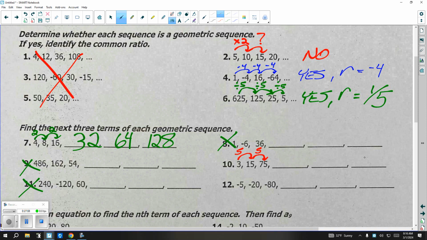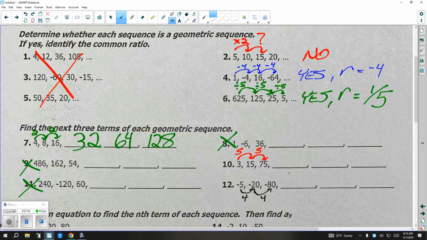Next one. I'm running out of time. Okay, this number's getting bigger. Multiply by 4. This number's getting, well, the number's getting bigger, but it's negative. Multiply by 4. So technically it's getting smaller. But we're still just multiplying by 4. Okay, so on number 10, multiply by 5s. On number 12, multiply by 4s.